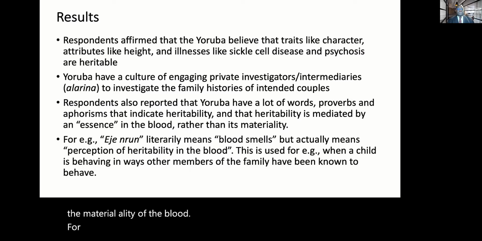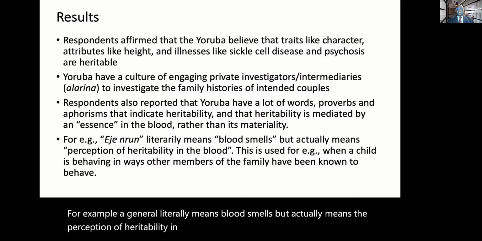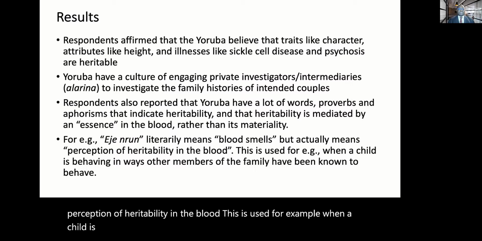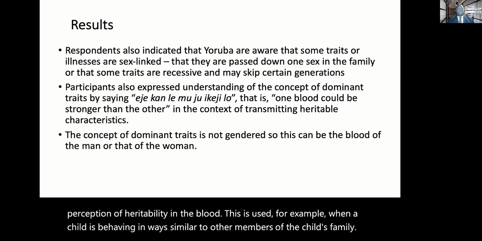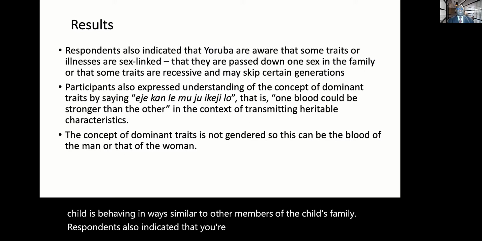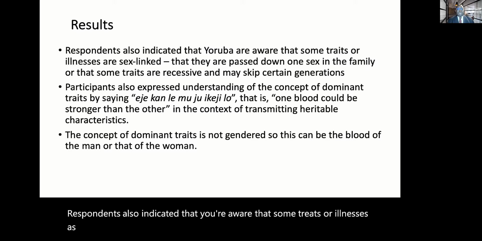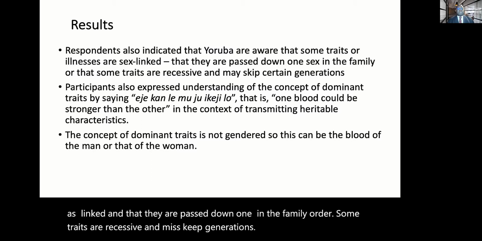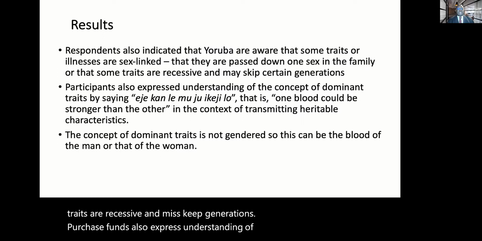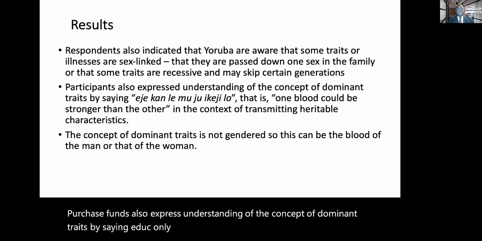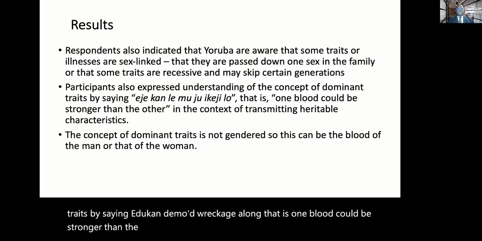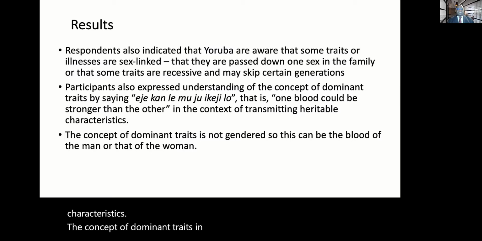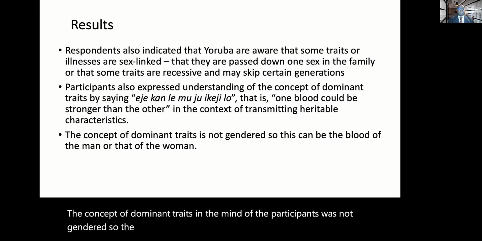For example, ejerun literally means blood smells, but actually means the perception of heritability in the blood. This is used, for example, when a child is behaving in ways similar to other members of the child's family. Respondents also indicated that Yoruba are aware that some traits or illnesses are sex-linked and that they are passed down one sex in the family, or that some traits are recessive and may skip generations. Participants also expressed understanding of the concept of dominant traits by saying "Ẹ̀jẹ̀ kan lè mú ju ìkejì lọ." That is, one blood could be stronger than the other in the context of transmitting heritable characteristics. The concept of dominant traits in the mind of the participants was not gendered, so the stronger blood may be that of the male or the female.